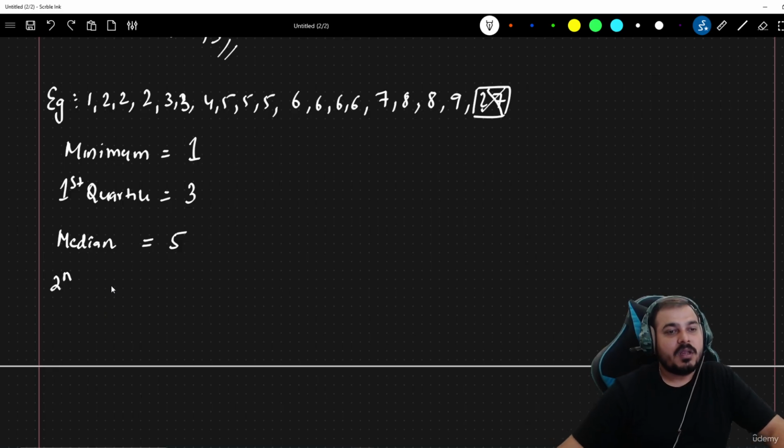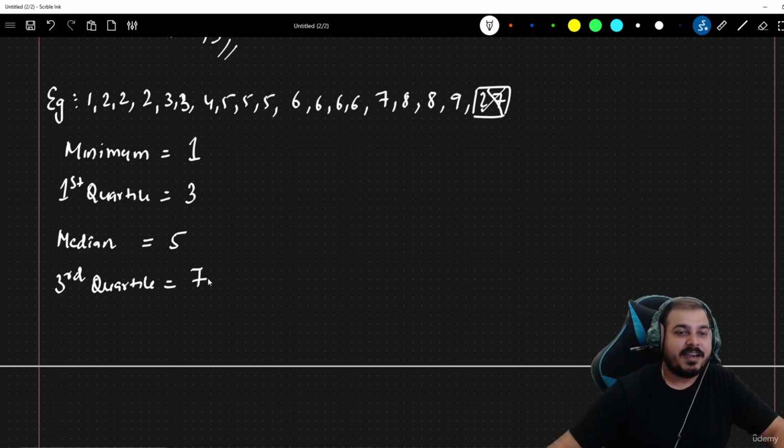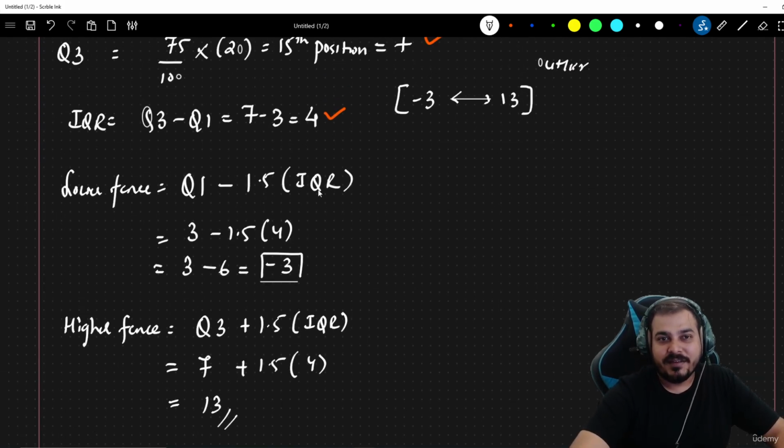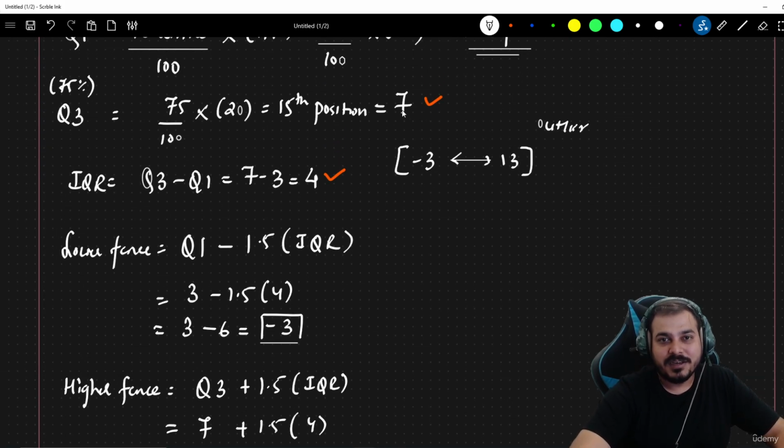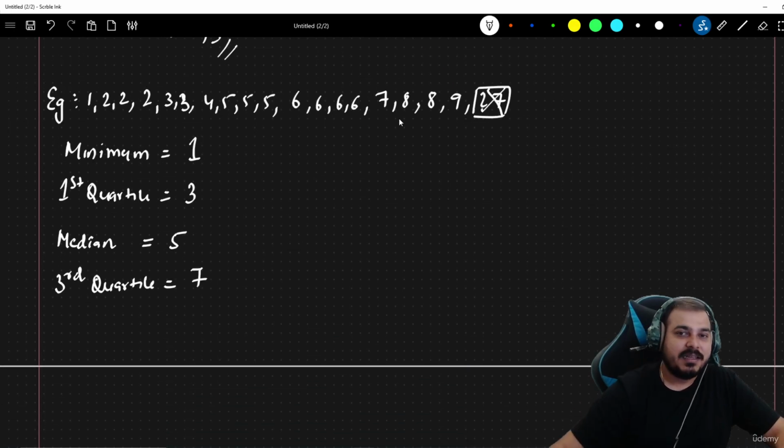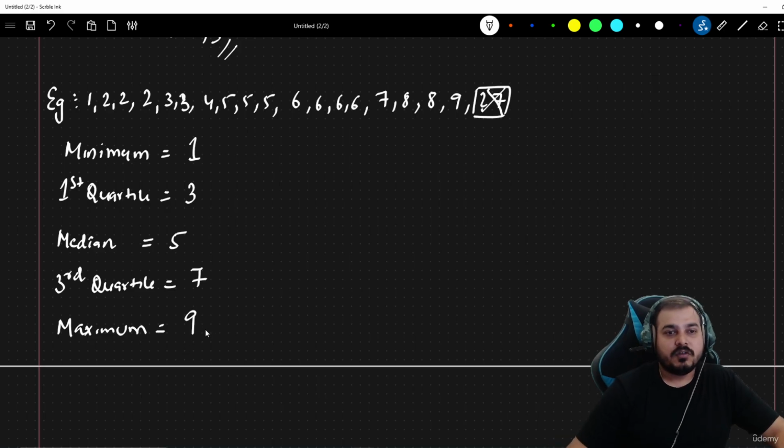Then I am going to compute my third quartile. What is my third quartile? Obviously I have already defined it and found it. It is nothing but 7. So my third quartile is 7. And obviously the maximum value after removing the outlier is 9. So if I have this entire information, this basically indicates my entire 5 number summary, right?